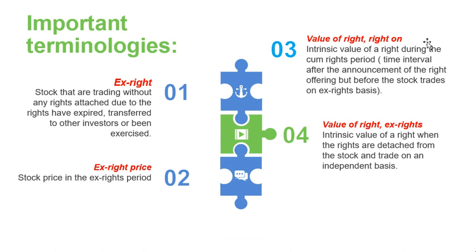Value of right on refers to the intrinsic value of the right during the cum-rights period, which is a time interval after the announcement of the rights offering but before the stock trades on an ex-rights basis. Value of right ex-rights refers to the intrinsic value of the right when the rights are detached from the stock and trade on an independent basis.